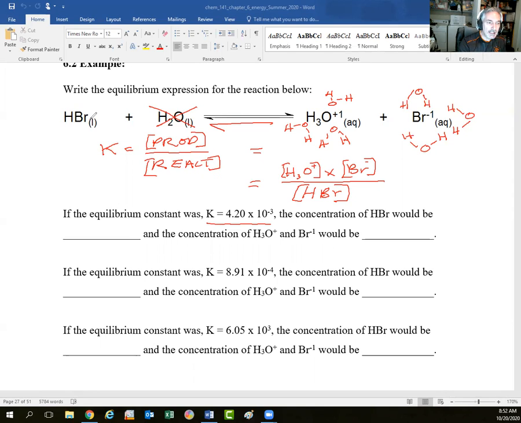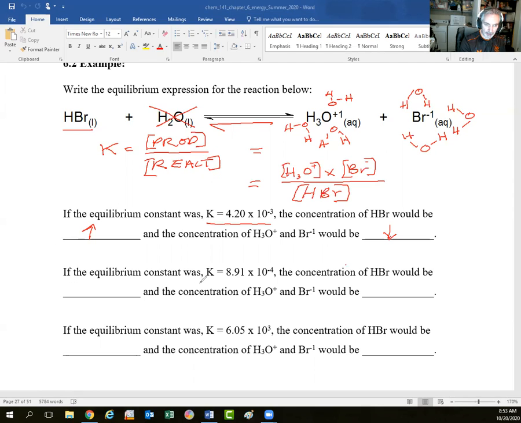Because it's the back reaction, the reaction from right to left, that produces hydrogen bromide. That's the only way for it to be in relatively high concentration. So the concentration of the hydrogen bromide would be high. The concentration of the hydronium ions and the bromide ions, which are being used up in the back reaction as we move from right to left, would be low. Any reaction uses up its starting materials when it's being successful.